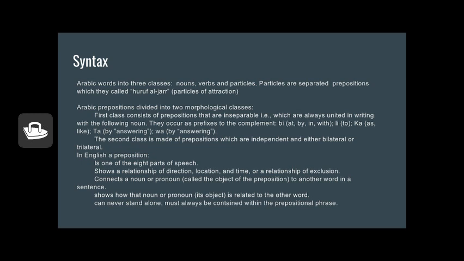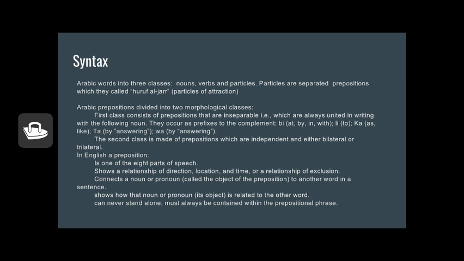Arabic prepositions are divided into two morphological groups. The first class of prepositions are inseparable from the action, and usually follow the object noun. You see when we do at, by, or with, when we connect them up. Okay. The second class is made of prepositions which are independent. So that'd be the difference.